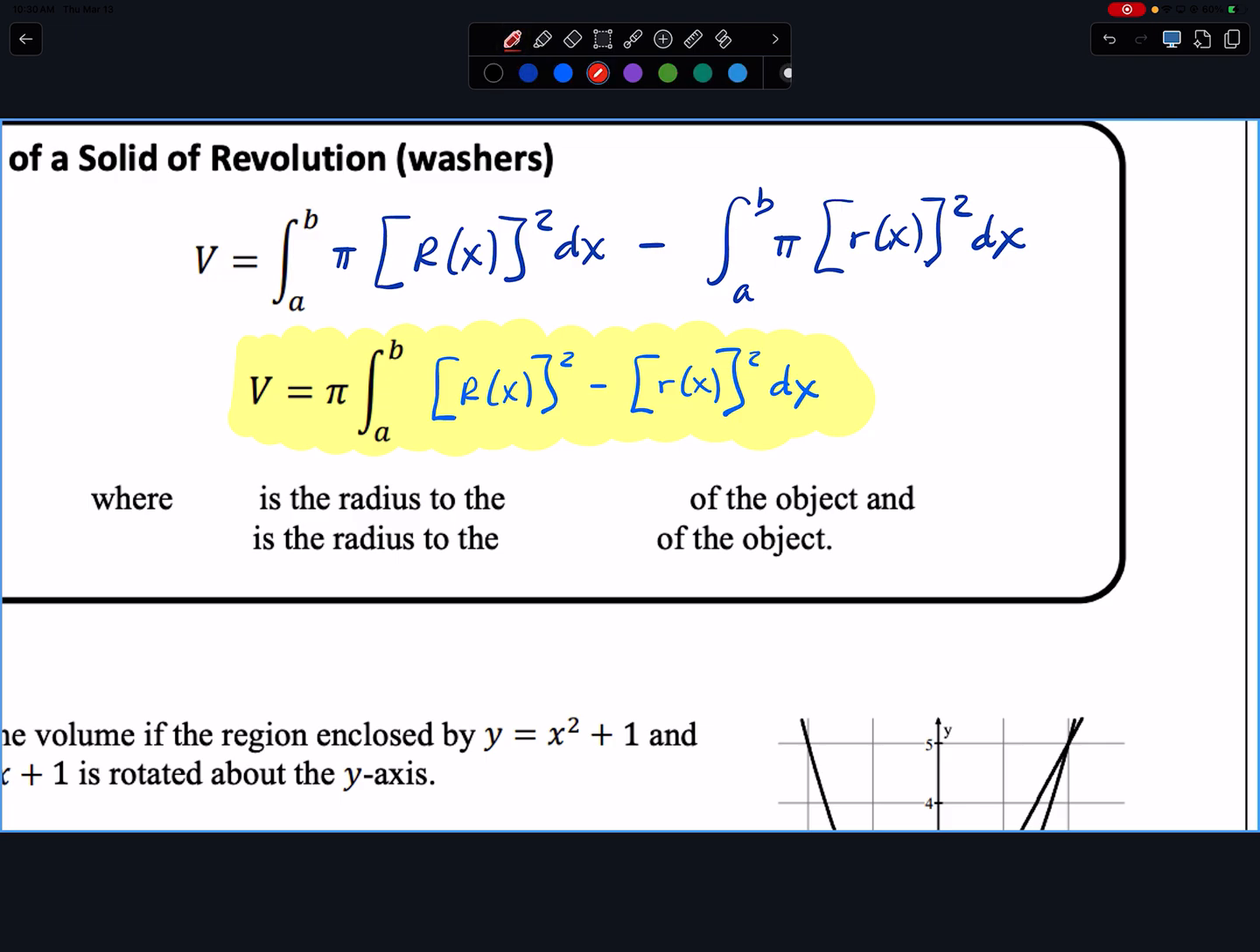A big common mistake is if you're working too fast, you might do that. This is not the same as taking the big thing and squaring it and subtracting the little thing and squaring it. Does that make sense? So don't do this. No.